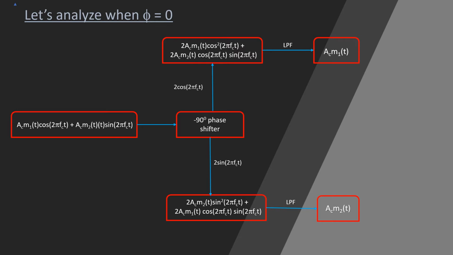of one independent term consisting of only m1(t) or m2(t), and other two terms have harmonics in the higher frequency, which can be easily filtered using the low pass filter. So at one output we get A_c m1(t), and at the other we get A_c m2(t). So basically we have demodulated the signal perfectly. Only there is a scaling of signals by the factor of the amplitude of the carrier signal.